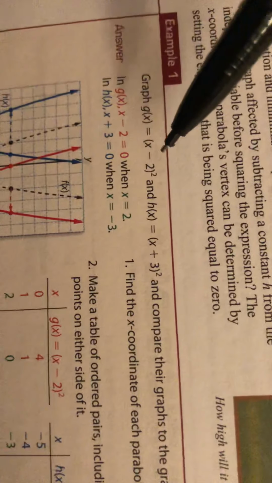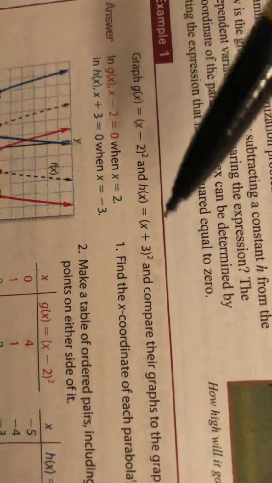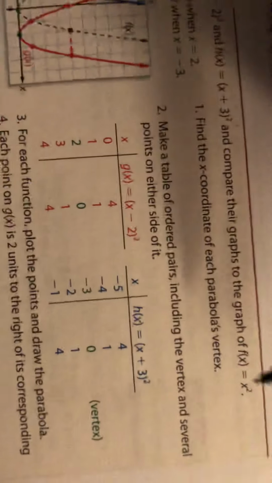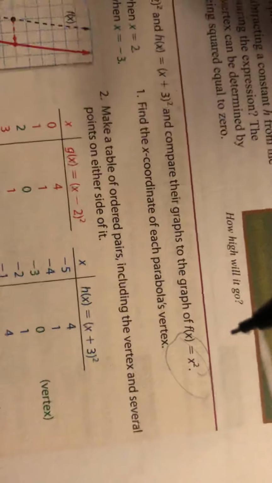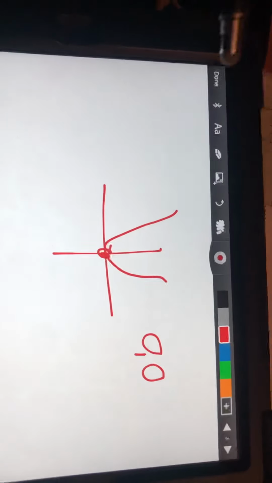Classic Dwight. All right, so it tells us we're going to graph g of x equals x minus 2 squared, and h of x equals x plus 3 squared. Same concept as last time about picking test points, but something I want to talk about is this right here. When you see the graph of x squared, your vertex is always 0, 0, and it forms a parabola going up.